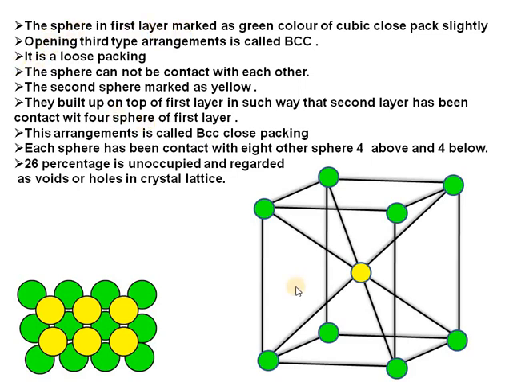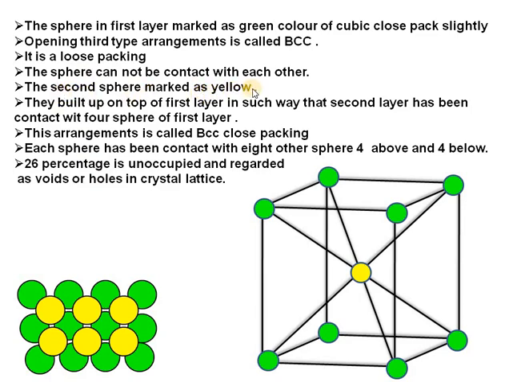The spheres in the first layer, like this green colored layer, are marked green. Of the cubic close pack, it is slightly opened, the third type of arrangement, which is called a body centered cubic structure. It is a loose packing. Why is it a loose packing? Because with this type of spheres, there is some space between the two spheres, and hence it is a loosely packed structure. The spheres cannot contact each other. This layer actually does not contact each other like the HCP structure.